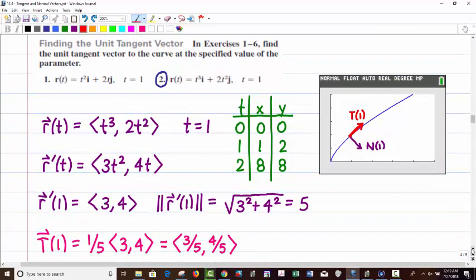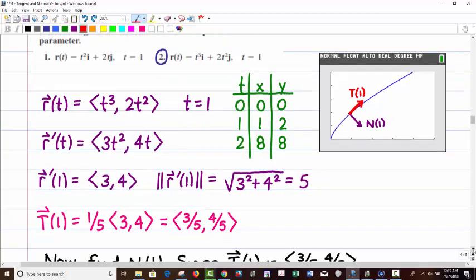Now, I'll show you how to do this without having to use that formula. Here's one for a plane. So this is t cubed i plus 2t squared j at t equals 1. I just let the calculator graph the parametric curve.